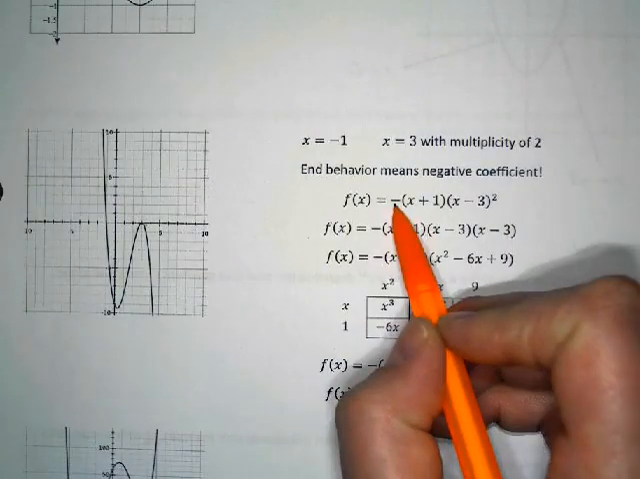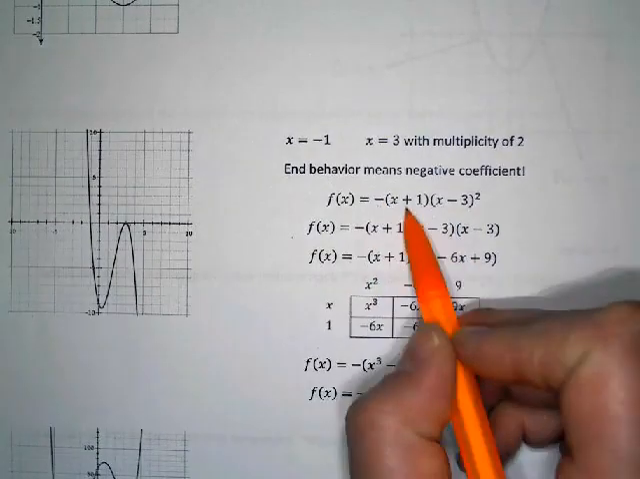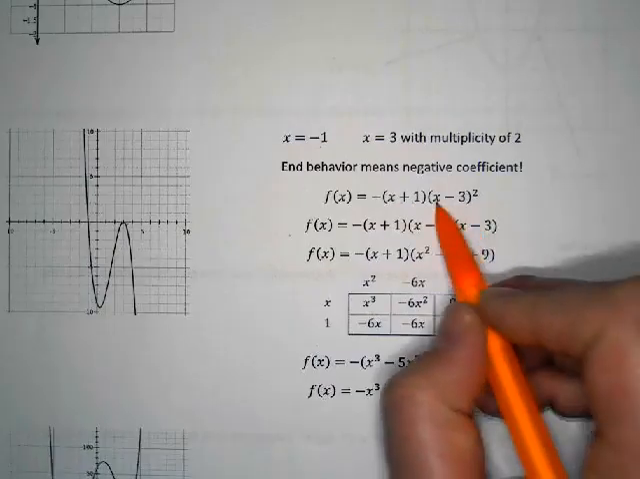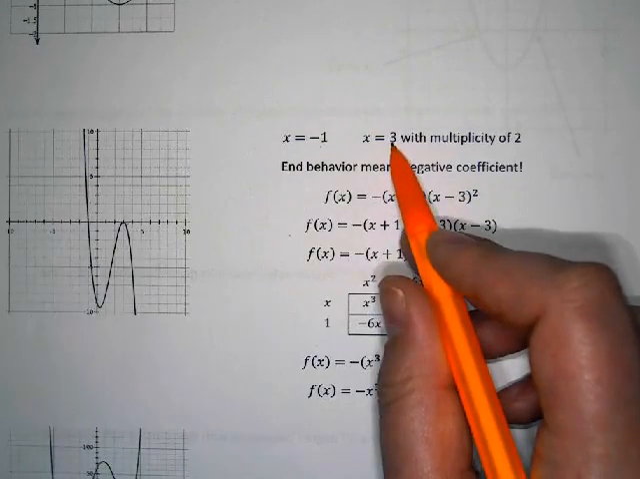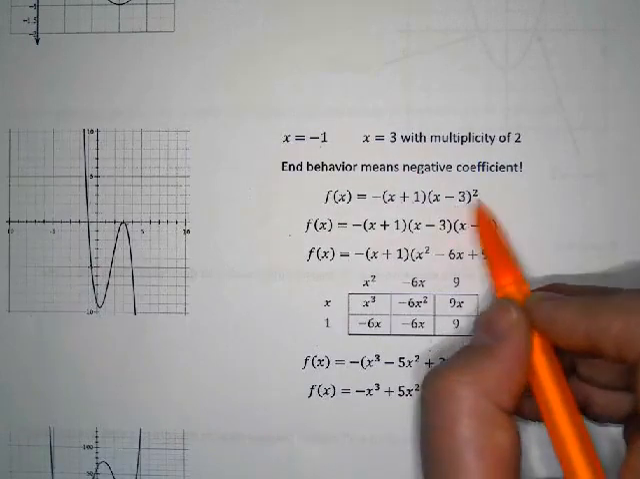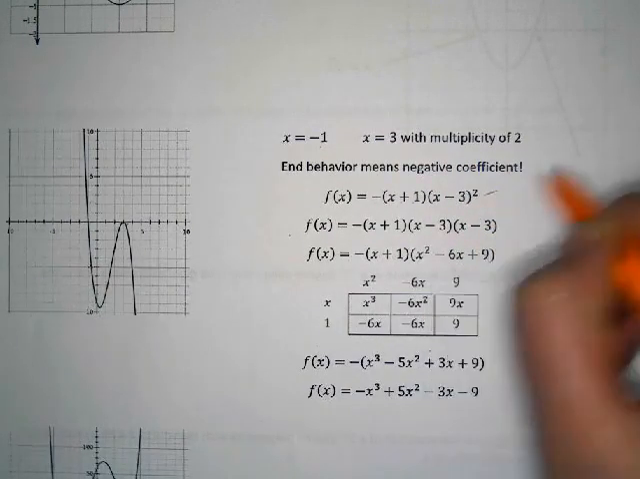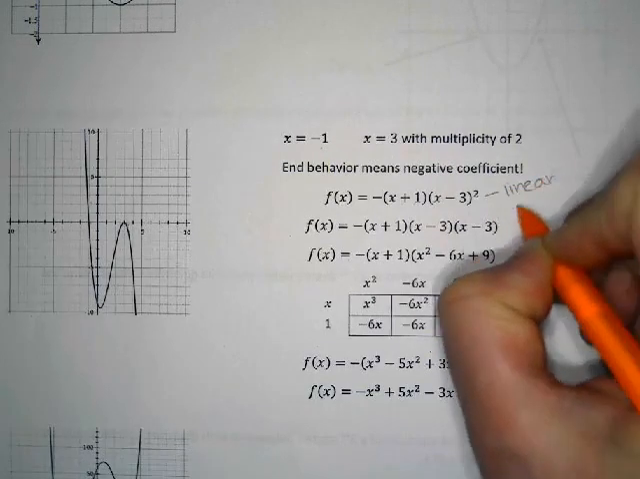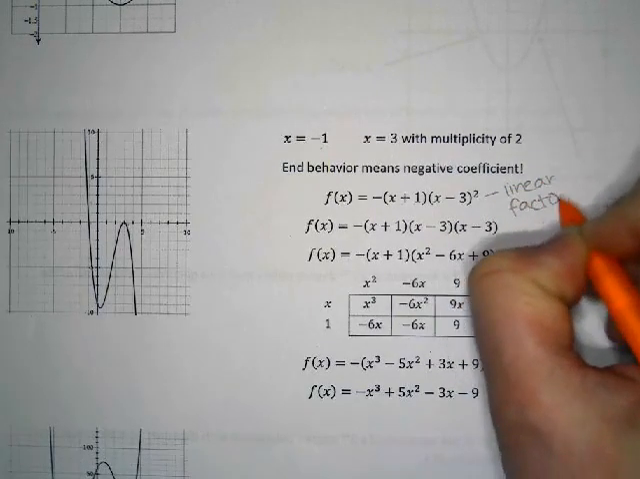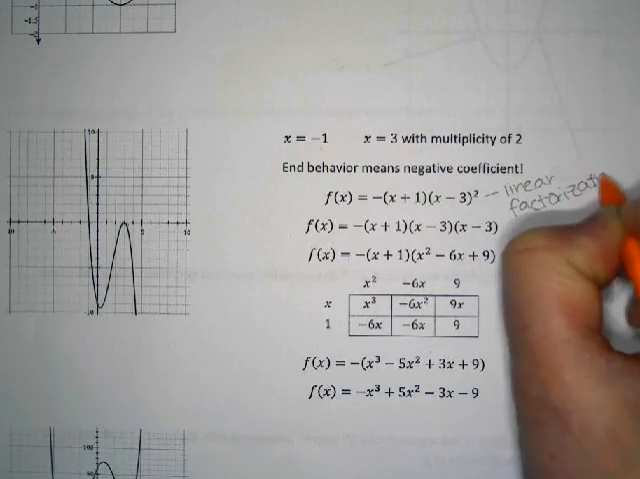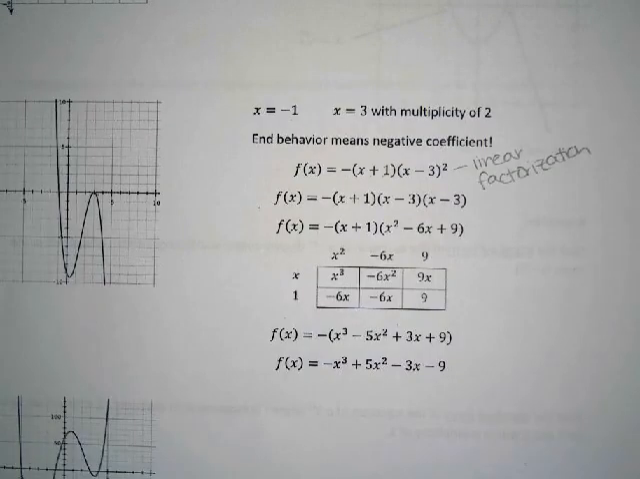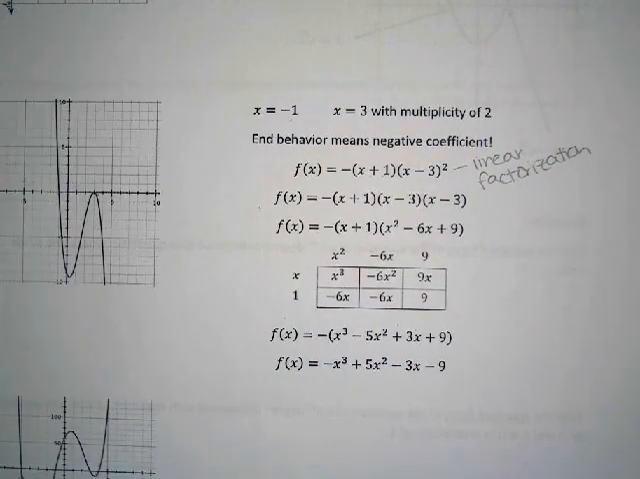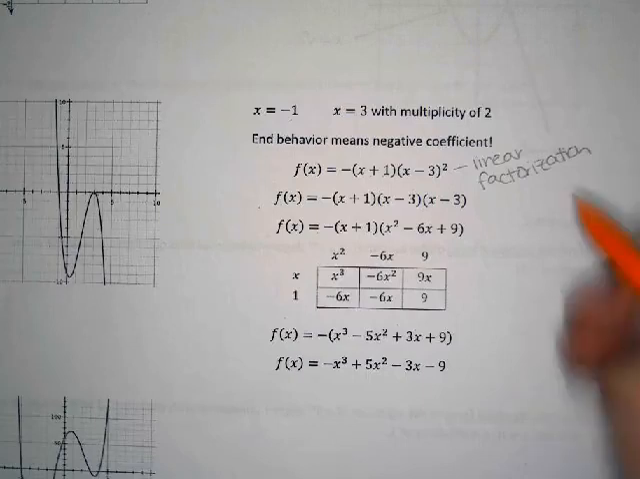So I went ahead and started this by saying negative, and then x plus 1 for the x-intercept of negative 1, and then x minus 3 squared for the x-intercept of positive 3 with a multiplicity of 2. So this is the problem written as a linear factorization. And we're always going to have to pay attention to the instructions, because sometimes they might write find the linear factorization, or they might say find the standard form, and we want to know which one it is.